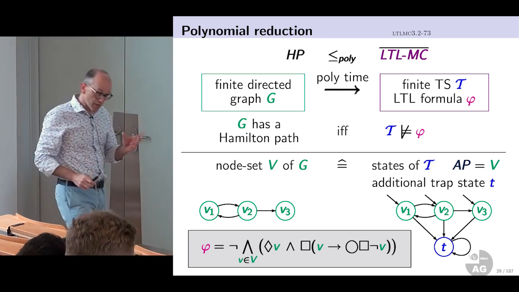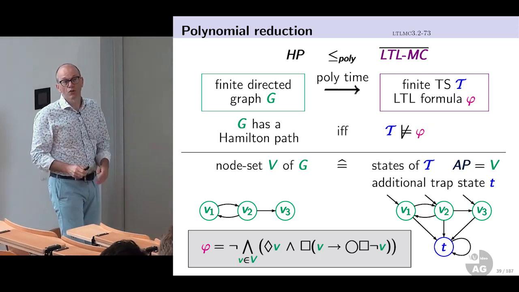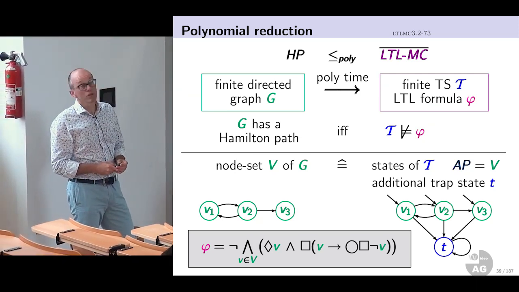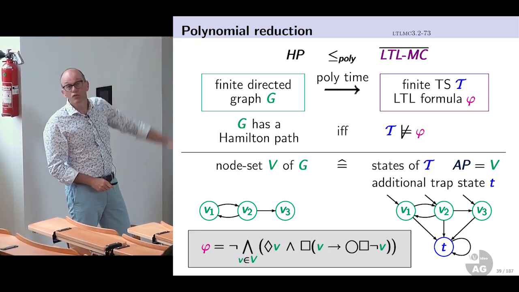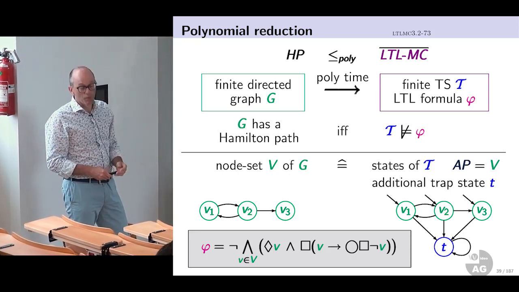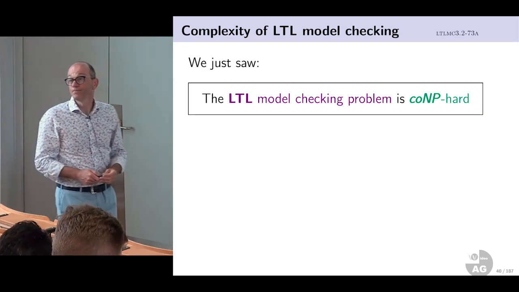Yeah? So this negation comes from the fact that we take the complement. Now, I hope you understand this construction. As I said, I'm going to omit the technical details. You can now transform any directed graph into a transition system and get to this formula. And this means that the LTL model checking is co-NP hard. That's the conclusion.